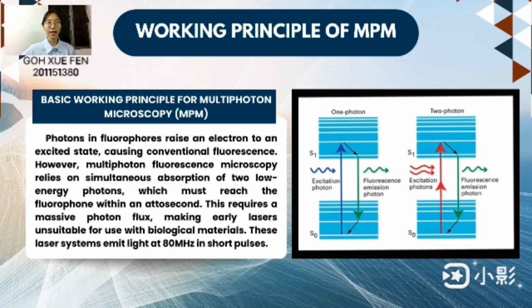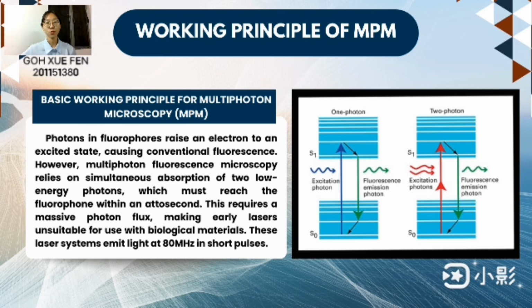But there is another way we can do it, called multiphoton fluorescent microscopy. Instead of just using one photon, we can use 2 photons at the same time. So it's just like hitting a target with 2 arrows at once. The 2 photons have to reach the molecule very quickly, in an instant. So now we need a lot of light, which is why we need a special laser. It can emit light really fast, like 18 million times per second.